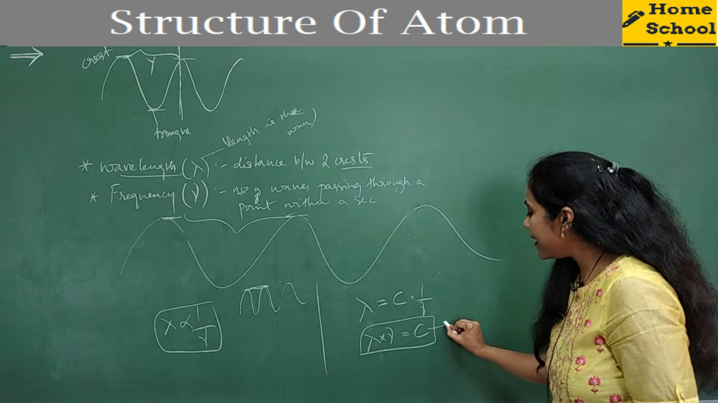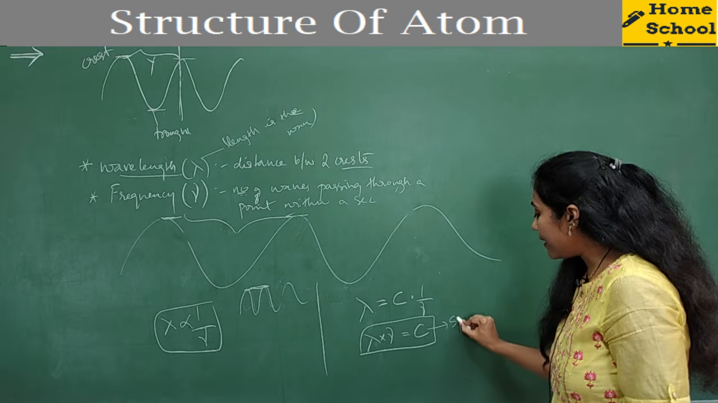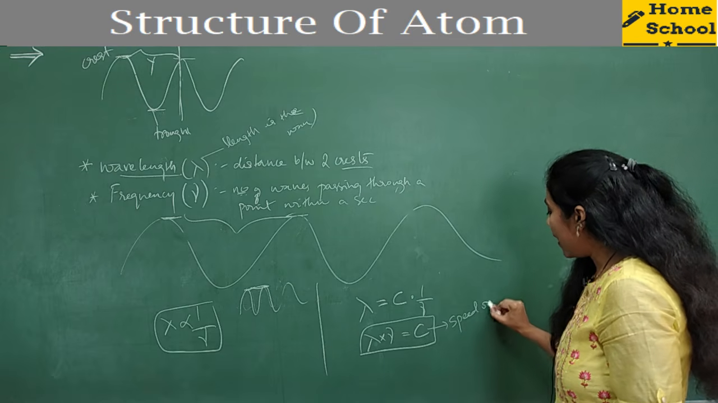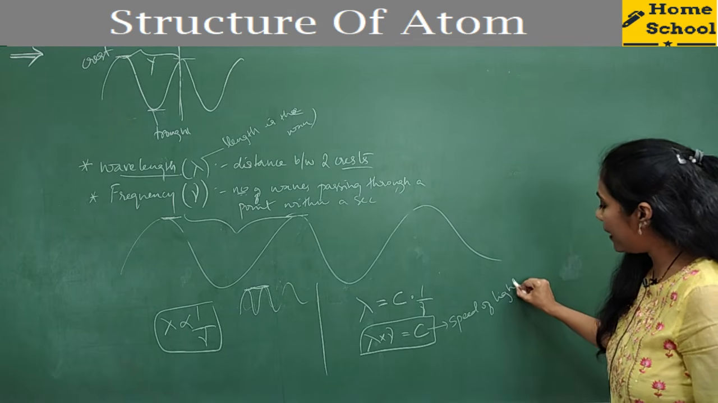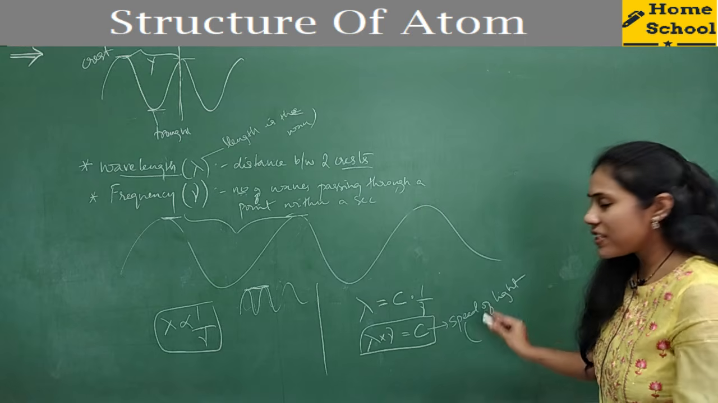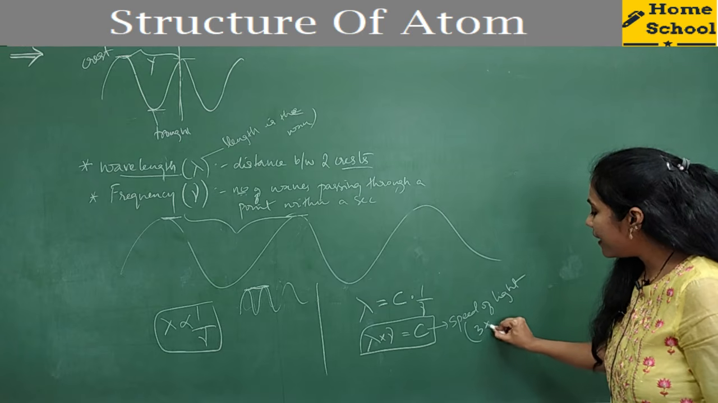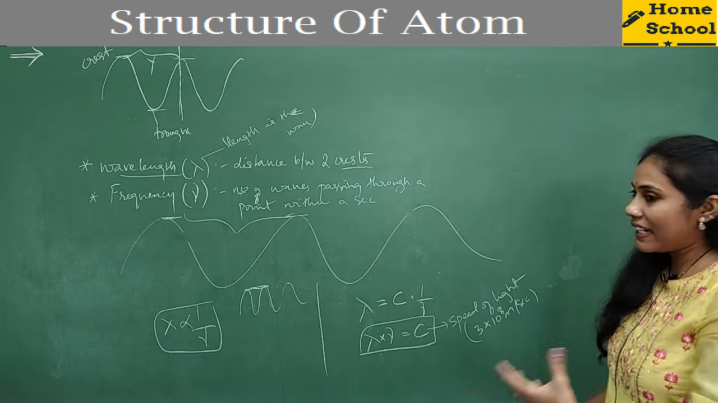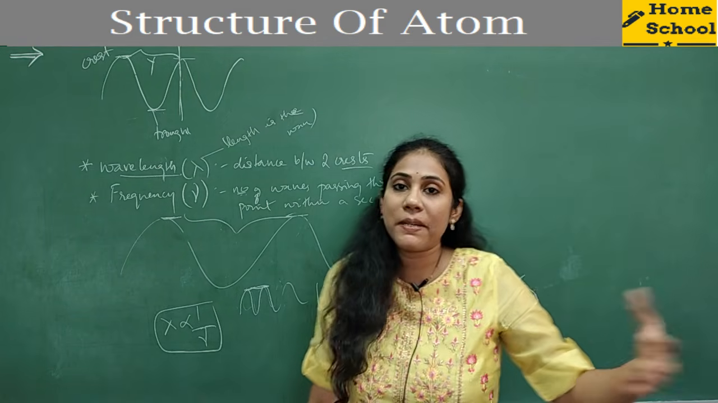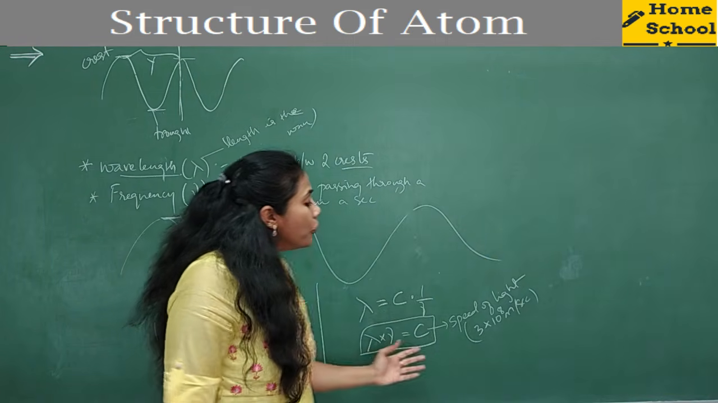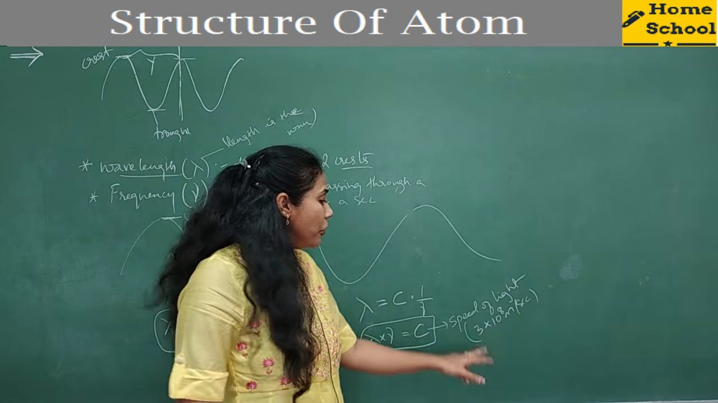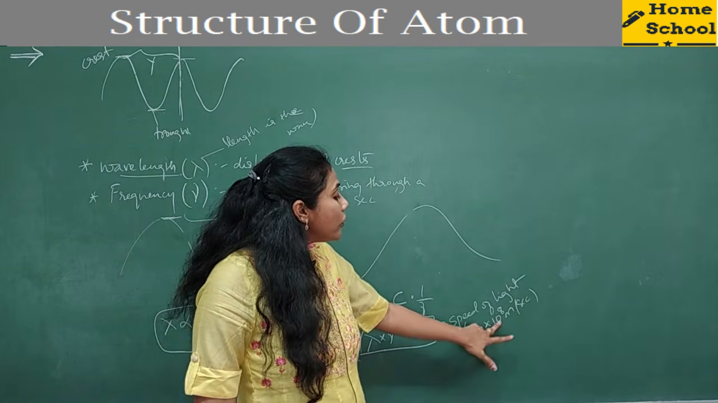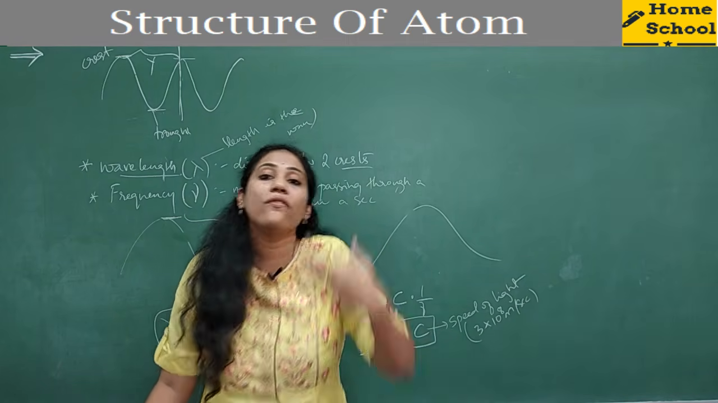What do you mean by c? C is a constant. It is nothing but the speed of light. So how much is the speed of light? It is 3 into 10 to the power of 8 meters per second. I mean, the light radiation coming from the sun can move 3 into 10 to the power of 8 meters within 1 second.